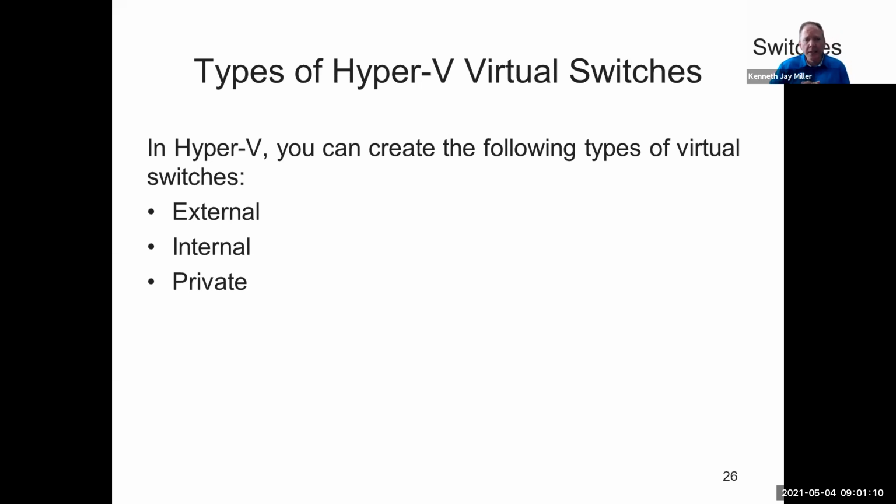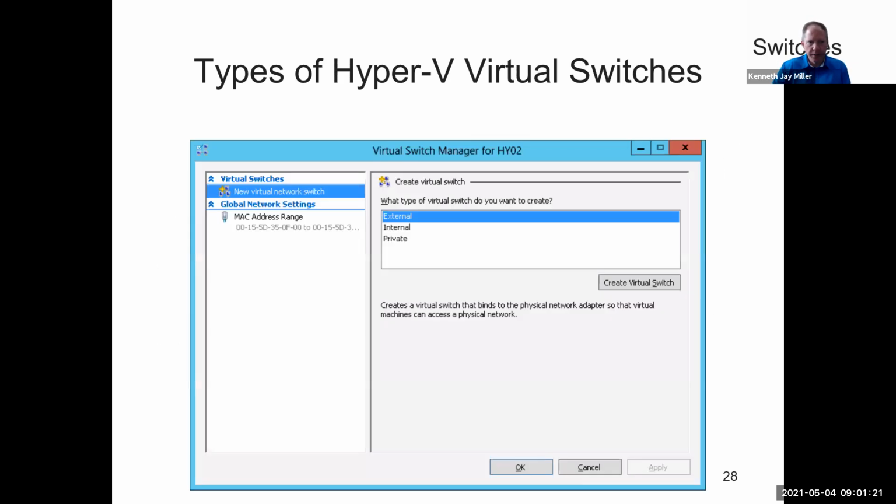As we've mentioned, there are 3 types of virtual switches we can create: the external, the internal, and the private. So let's describe each one of these as we go. Here's the virtual switch manager. If you select create new virtual network switch, it'll give you the option external, internal, or private. Like what we did last week, we said we want an internal switch, and then we hit create, and then we give it a name.